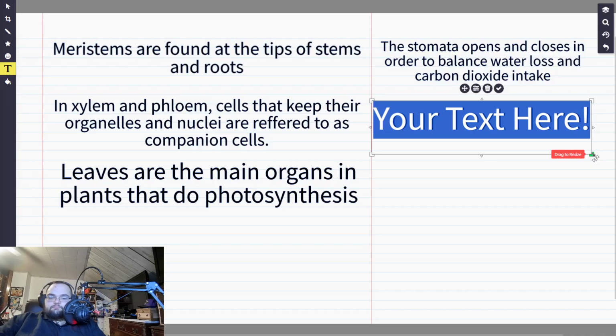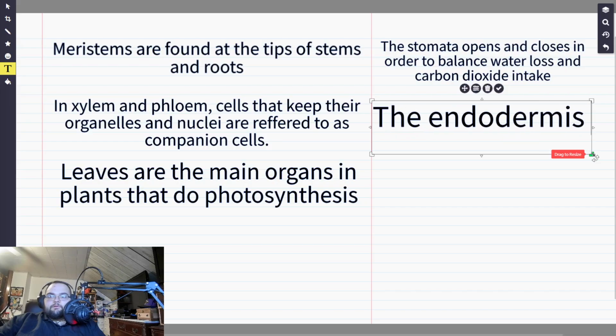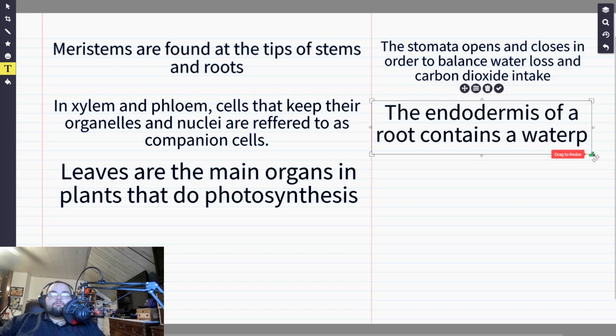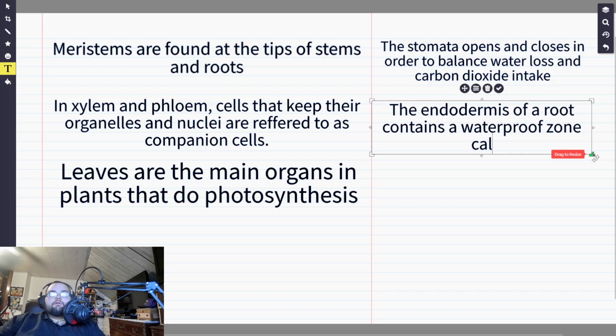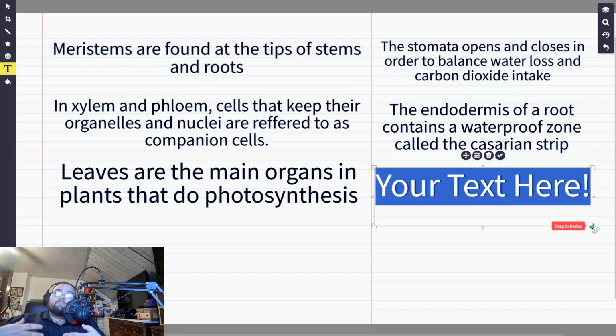The endodermis of a root contains a waterproof zone called the Casparian strip. So the root needs a way to keep the water in so it's not losing it. So there's that waterproof zone on the endodermis or the skin of the root called the Casparian strip. Helps keep the water in.